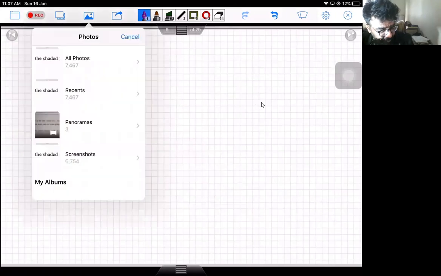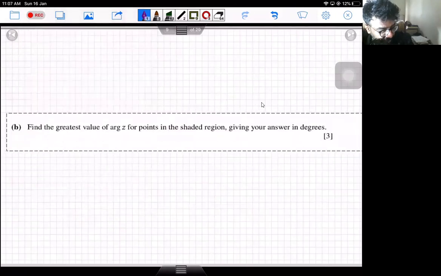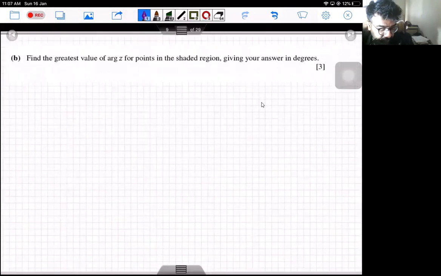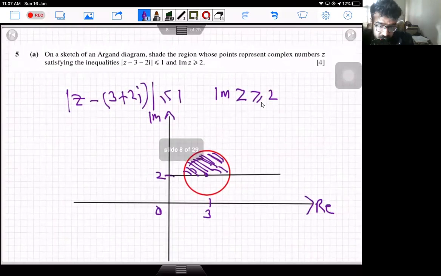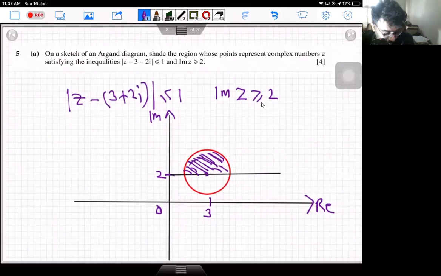Then we have part B. Part B is saying to find the greatest value of argument of z for points in the shaded region, giving your answer in degrees. So argument of z actually means argument of z minus 0. So from the origin, we have to make a half line. Okay. And we are going to find out that angle.